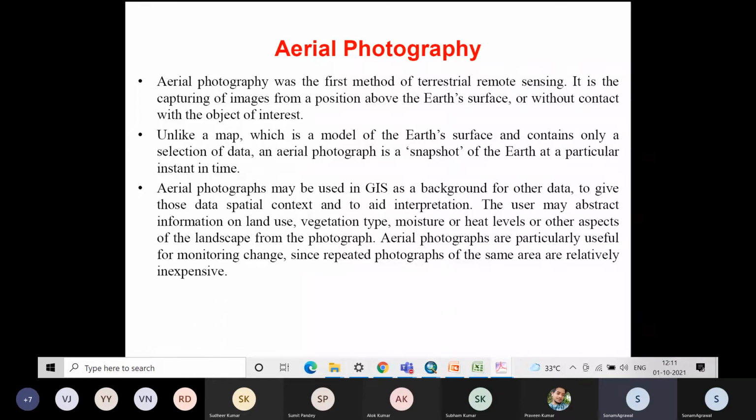In case of aerial photography, the resolution is very good and the flying height can be adjusted. Okay, you must know about the relationship between the flight height and the ground scale.